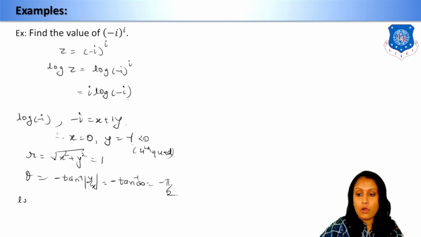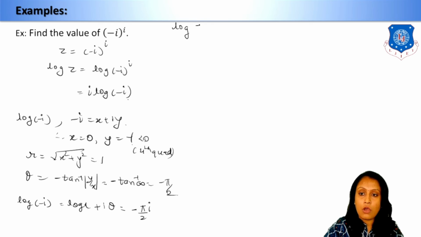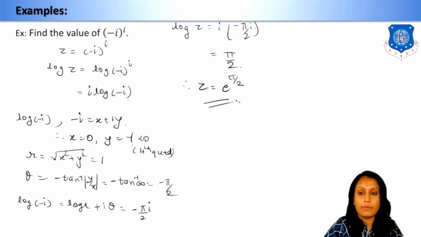So the answer of log minus I is what? Log r plus I theta. R is 1, so log 1 is 0, okay? So we have minus I pi by 2. Alright, now we'll substitute this answer over here. So log z is equal to I into minus pi by 2I. So I into I square. Okay, answer of I square is minus 1. So minus minus will become plus. So the final answer is pi by 2. Therefore, answer of z is e raised to pi by 2.